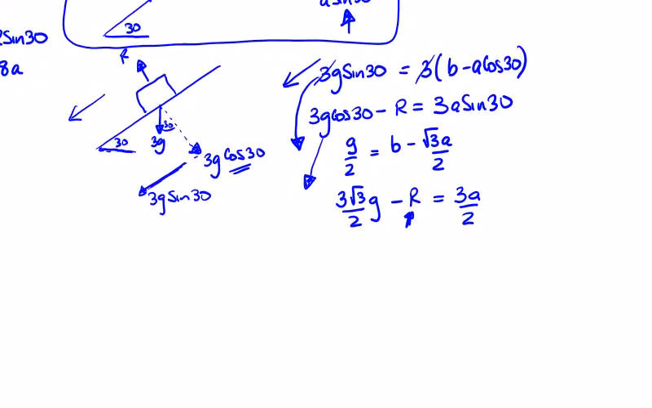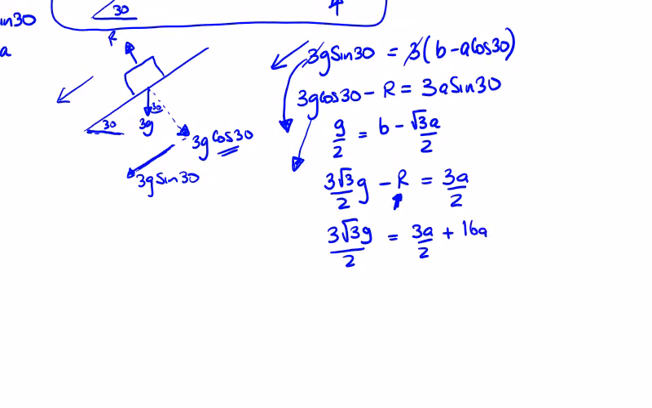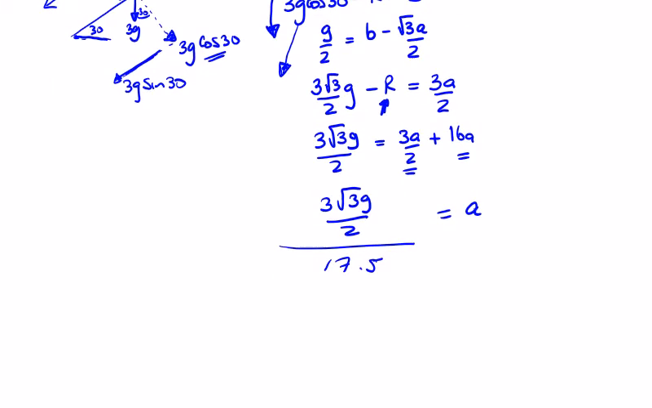So I want to just get a, so let me bring it across. I'm going to get 3 root 3g over 2 is equal to 3a over 2 plus r, 16a. So that's 1.5 and 16, that's 17.5a. So root 3g over 2 divided by 17.5 will give me just a on its own, and if we type that into our calculator, we're going to get 1.4549, so 1.455 ms to the minus 2.